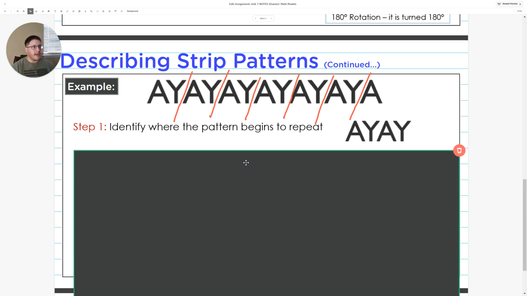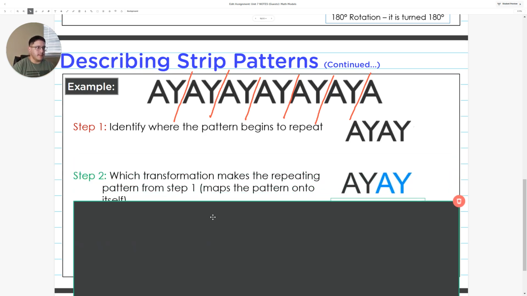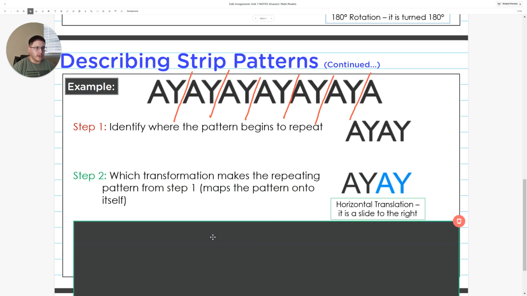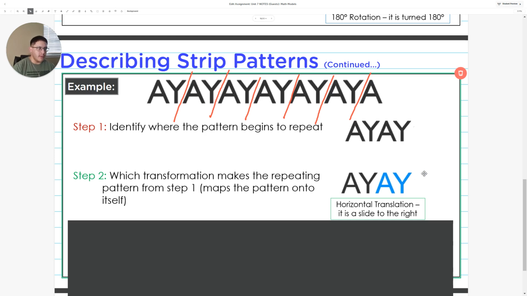So now, after we identify, is there one pattern that we can see immediately from where it begins? And yes, we can see a horizontal translation. We can see that this AY just moves to the right, and then you take it again, move it to the right again, and continuously to create the strip pattern. Are there others that we can see?